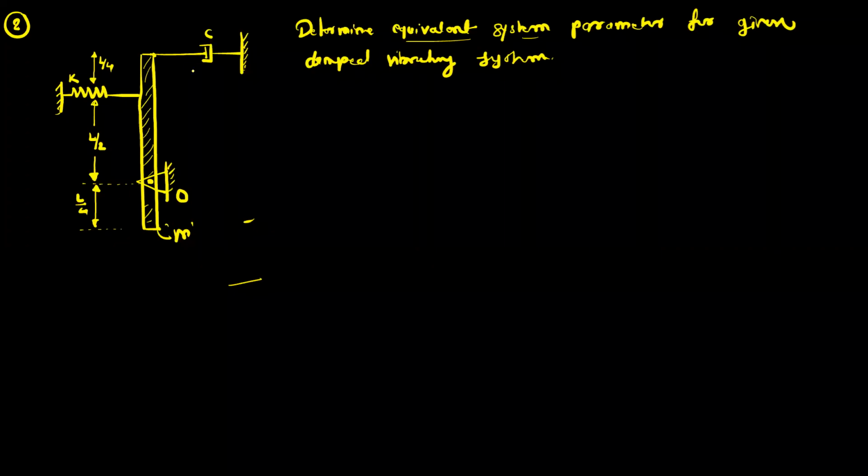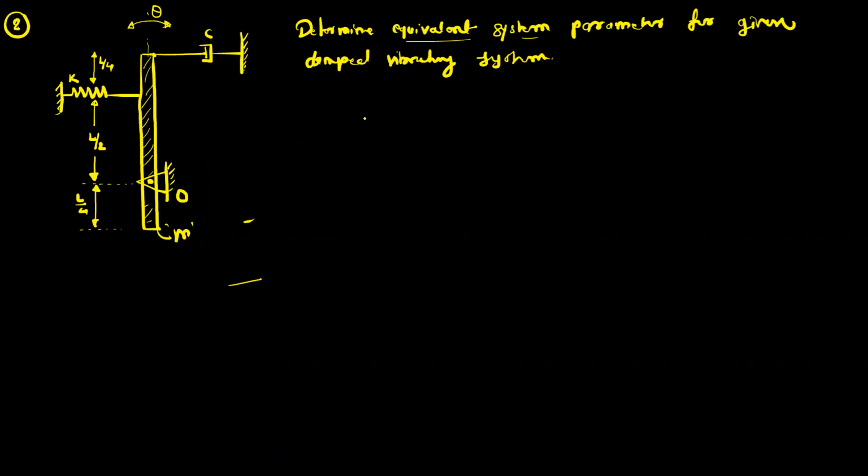So actually this system is a rotational system. If you want to vibrate this system, then we should give a displacement in this direction. So let us take this displacement as theta. This is the initial displacement, and then the system will vibrate on its own. So for this vibration, we have to find out what the equivalent parameters are.